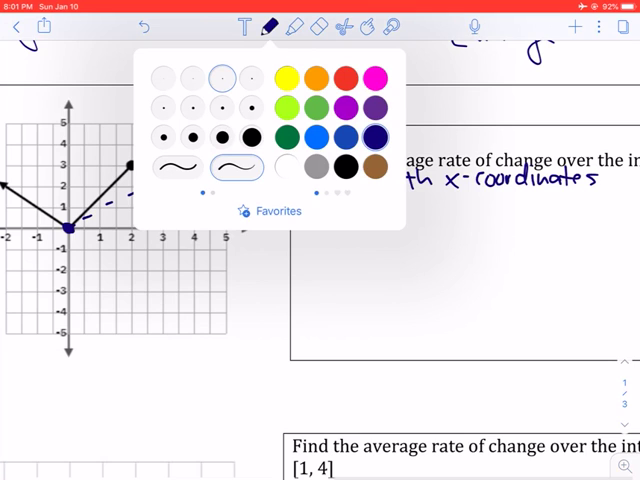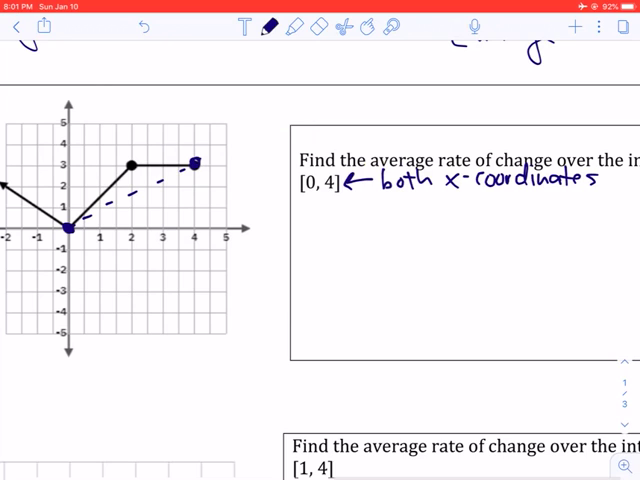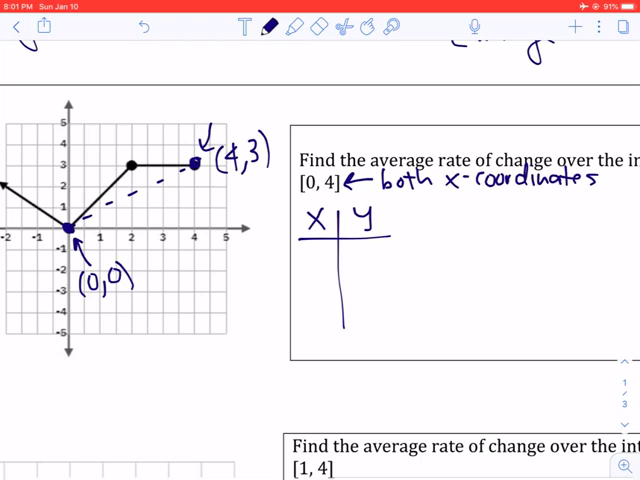I am going to write out what the coordinates of these points are, and we're going to put them into a table. So our first one is 0, 0. The coordinates of our second point is 4, 3. I'm just going to make a simple table. X, Y. It actually does not matter which point I put in my table first, just as a heads up. I'm going to put the left point in first, the start. So 0, 0. And when I say start, I'm talking about the starting of the interval, of course, not the function itself. And 4, 3.